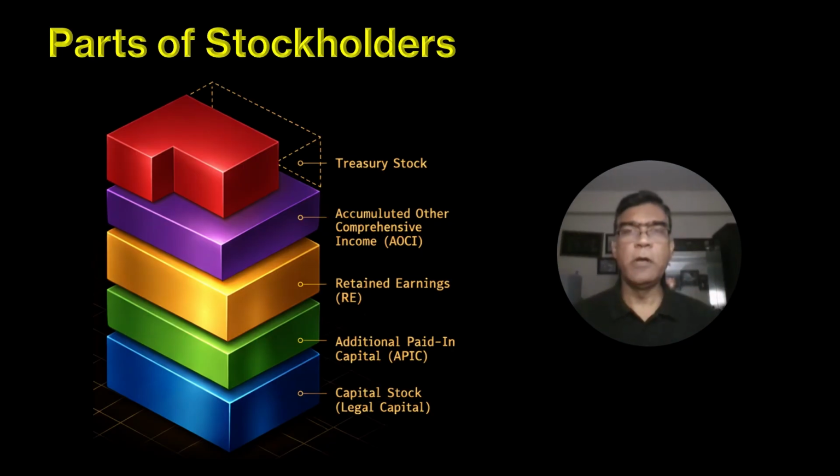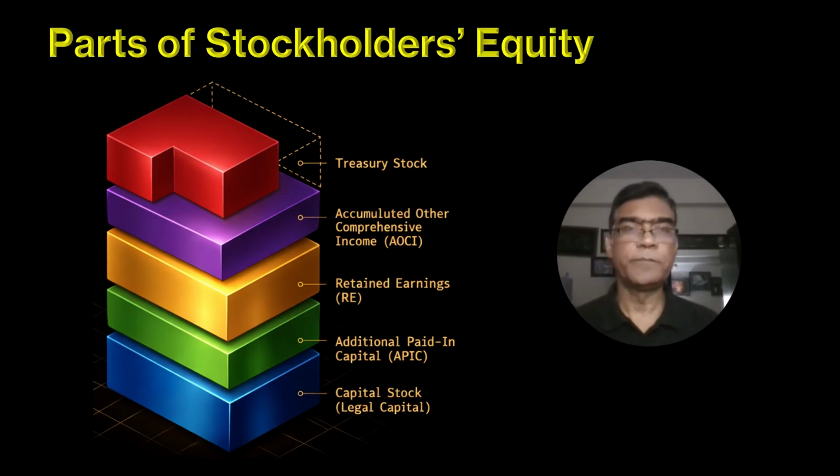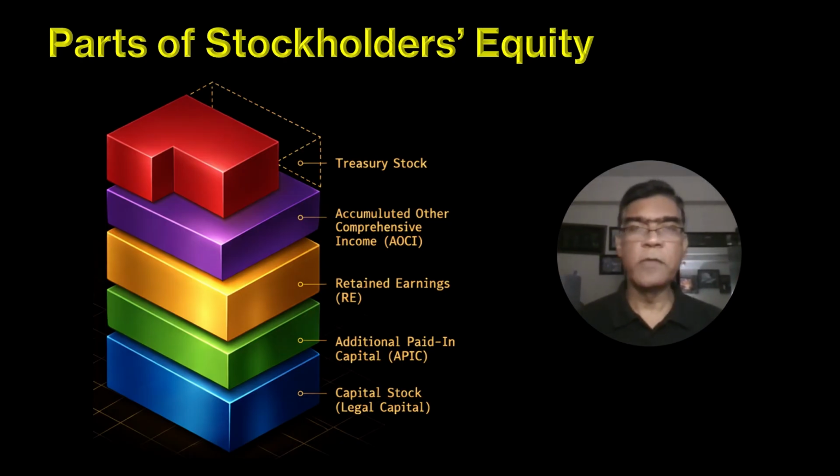Let's walk through the building blocks of equity layer by layer. The blue base block represents capital stock, legal capital, the foundation of ownership contributed by shareholders. Above it, the green block shows additional paid-in capital, the excess amount investors pay over par value. The gold block stands for retained earnings, accumulated profits retained in the business. The purple block depicts accumulated other comprehensive income, unrealized gains and losses that bypass net income.